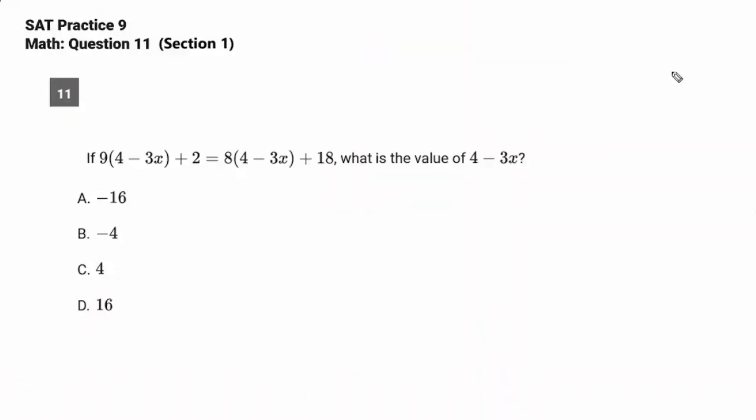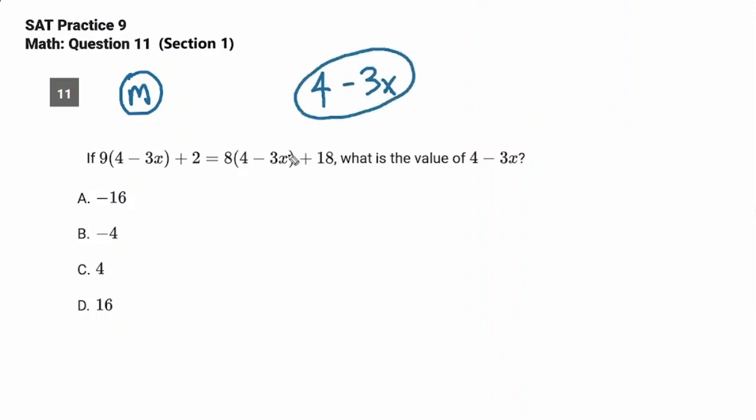We're on SAT Practice Test 9, Math Section 1, Question 11. What's the level of difficulty here? It's medium. You got this nasty equation. What is the value of 4 minus 3x? So what are we looking for? 4 minus 3x. Write it down and circle it. And then take a look here. What does this say? 4 minus 3x. What does this say? 4 minus 3x.